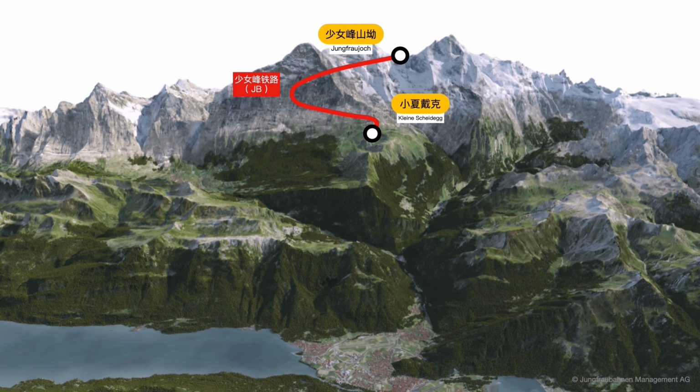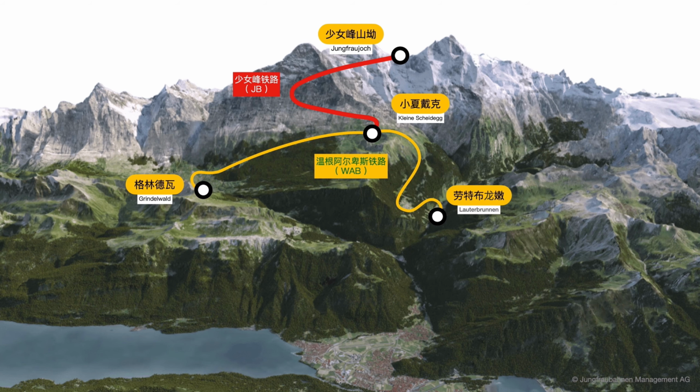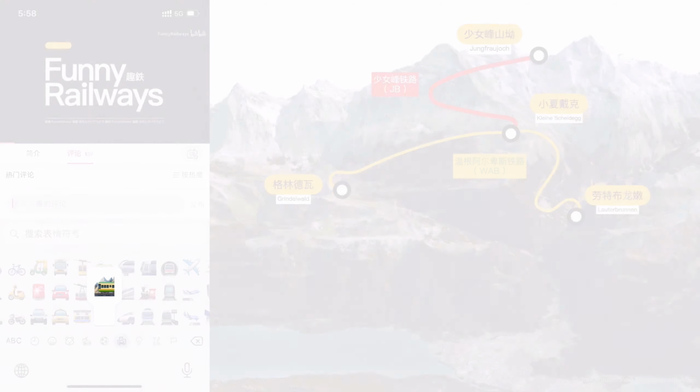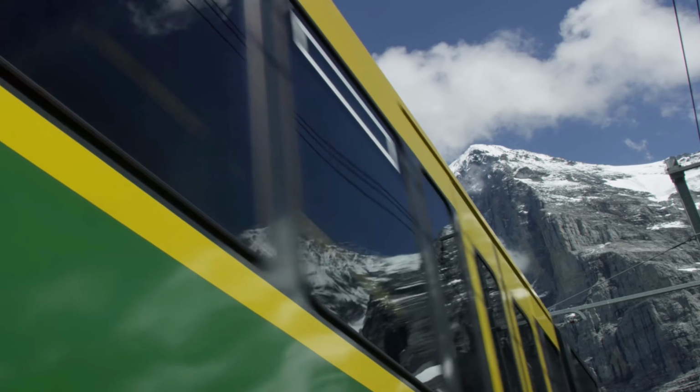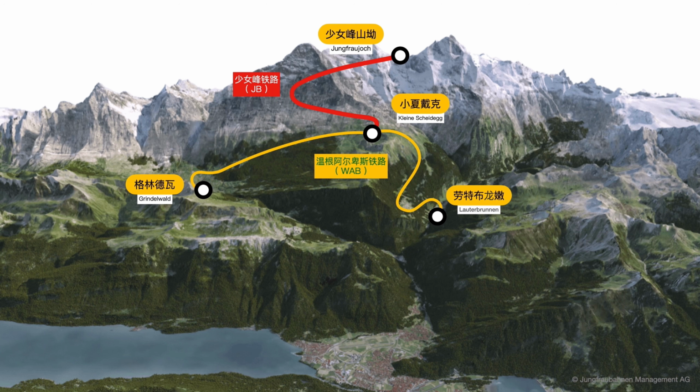It links to the Wengernalp Railway at Kleine Scheidegg, which goes separately to Lauterbrunnen and Grindelwald. The mountain railway emoji on Apple's devices originates from a Wengernalp Railway train. At these two stations it links to Interlaken Ost Station on Swiss Federal Railways via the Bernese Oberland Railway. These railroads, operated by 3 companies, form the big Jungfrau mountain rail system.